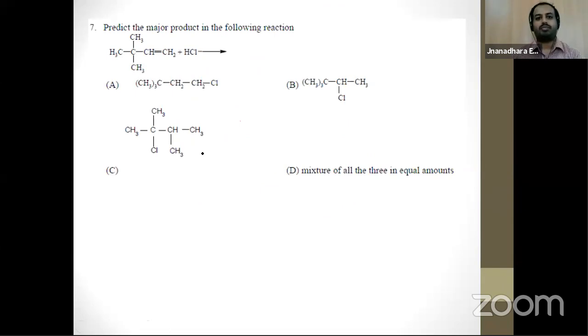Question number 7. Please mark this as an extremely important question because we are going to learn a very important topic or concept here. Very, very important, especially in exams like NEET. Yes, there is an alkene given. Of course, like the previous example, this also is an unsymmetrical alkene.